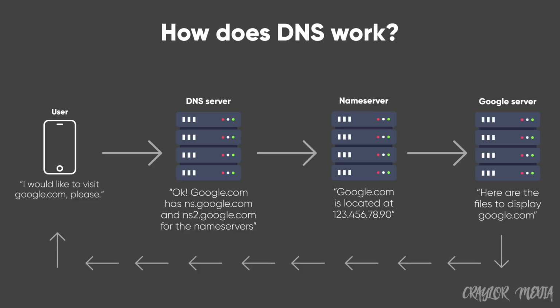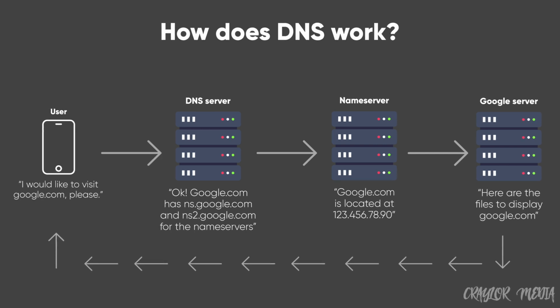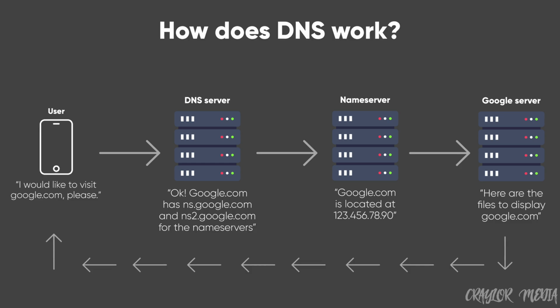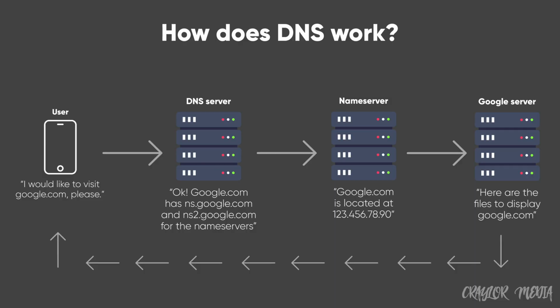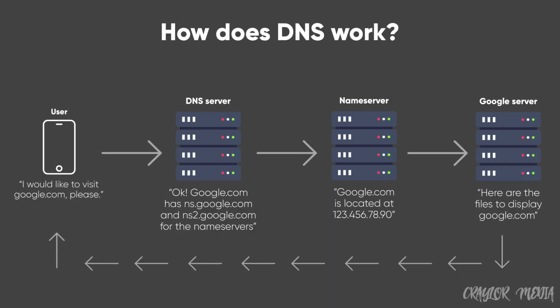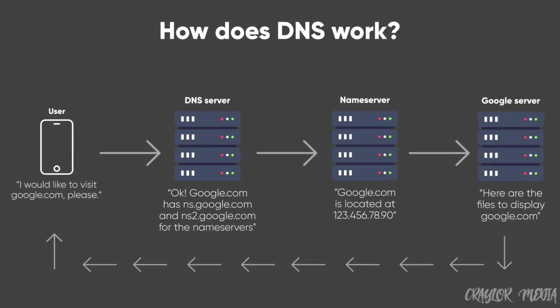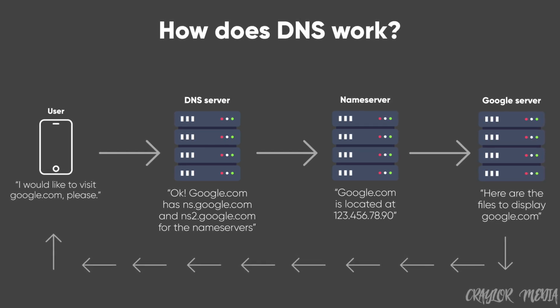Your web browser makes a call to a DNS server. Think of a DNS server sort of like a phone book to find other servers. There are millions of servers on the internet, so how do we know which one has the website files to load google.com? It's a needle in a haystack. We go to the first DNS server, and it will look up the name servers for your domain. In other words, it says the instructions that show you where to load google.com are located at this other server.